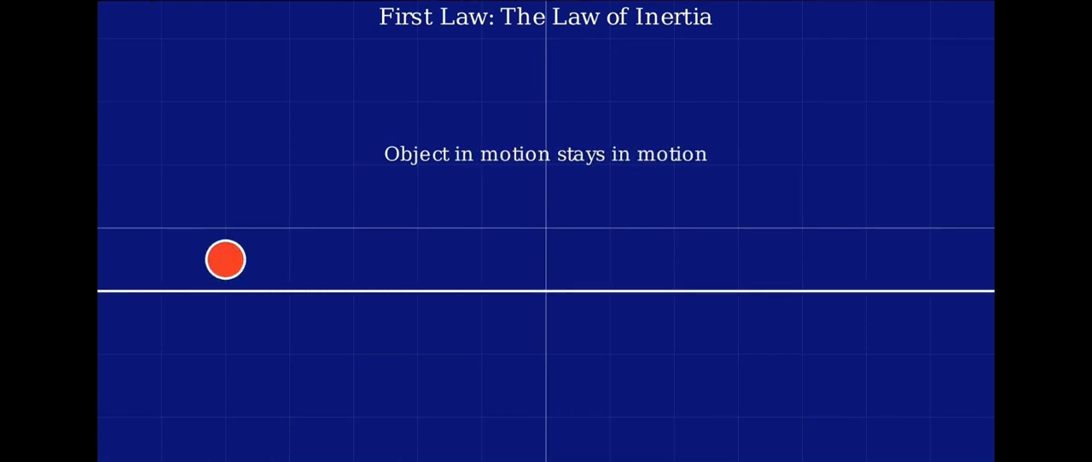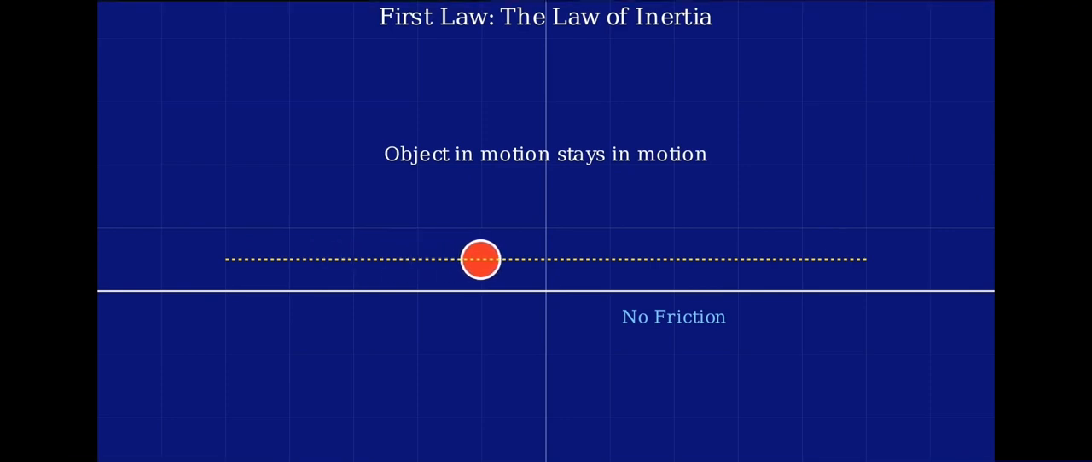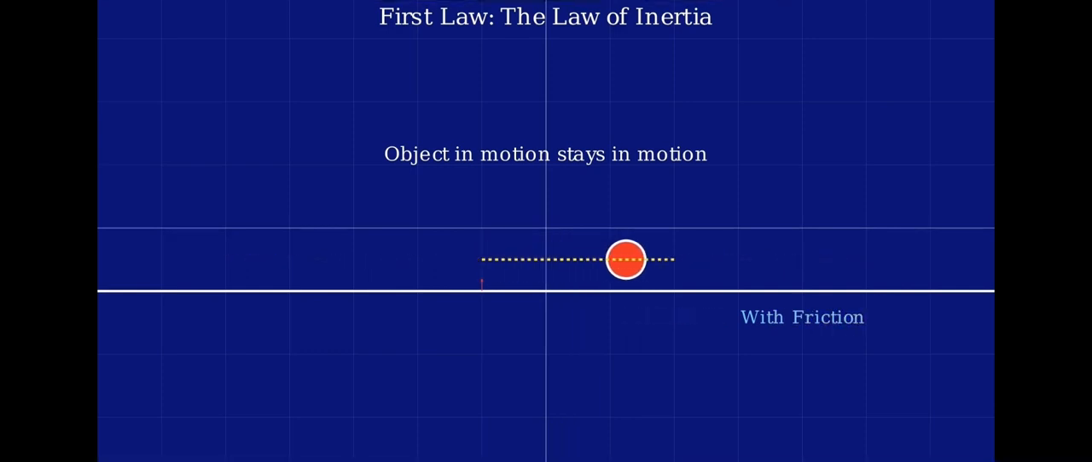Similarly, an object in motion will stay in motion with the same speed and in the same direction unless acted upon by an external force. In an ideal environment with no friction, a ball set in motion would continue moving forever at constant velocity. But in reality, friction acts as an external force that slows the ball down until it eventually stops.